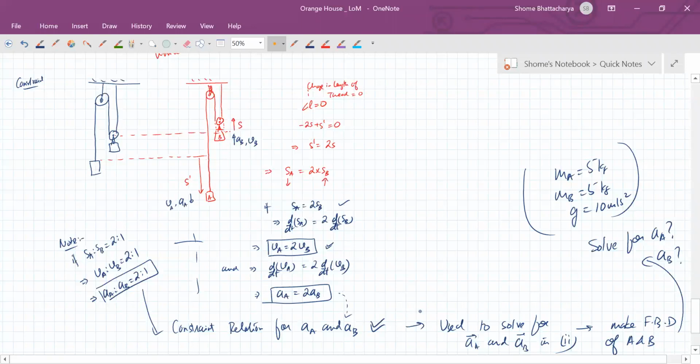Okay. So for solving the second part of the question, this is our first equation, that acceleration of A is twice of acceleration of B. उसके साथ आप free body diagram बना के Newton's law use करिए, that net force is equal to mass into acceleration. Then solve that system of equations that you will get, and you will get the answer for accelerations. Just try this out now.